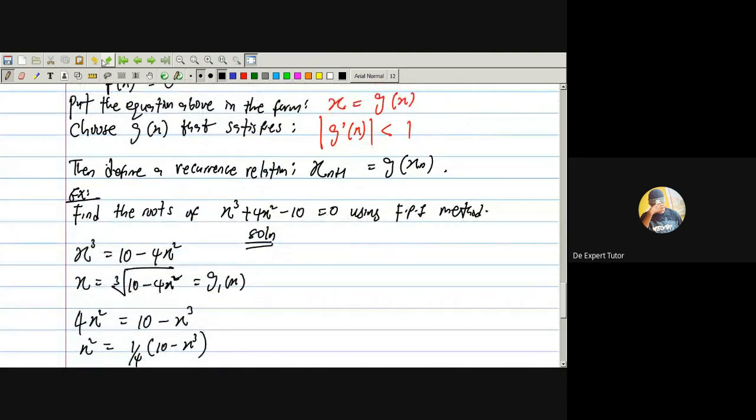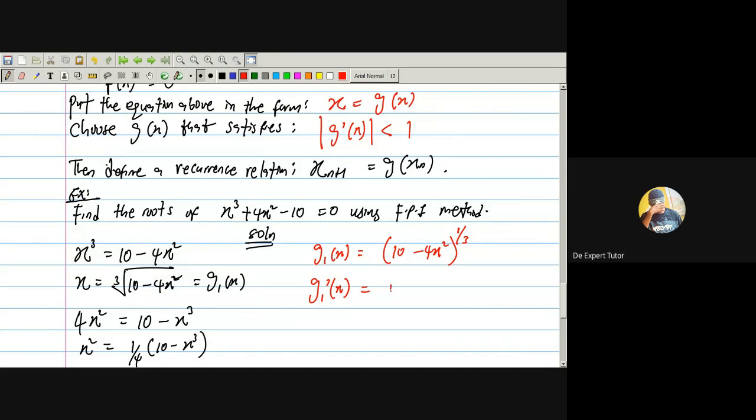Firstly, you can do it on the next page, but I want to just do it here. Maybe if you are solving yours, you get it. g1 of x equal to 10 minus 4x squared, cube root, I can write as to the power of 1 over 3. Let's differentiate. You can see the disadvantage of this one, the differentiation. This is how you differentiate this.